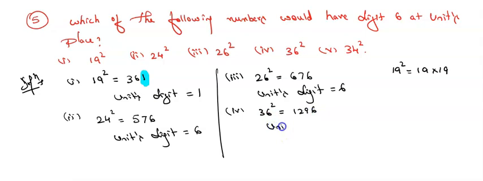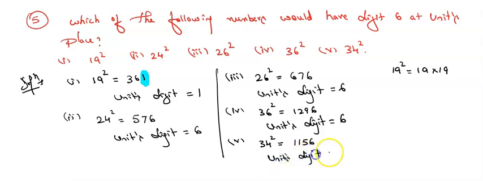1296. What is there in the unit digit? As again we can see the unit digit is 6. Check with 34 square. How much is 34 square? It is 1156. What is there in the unit digit place? That is 6. So what is the correct answer? Therefore 24 square.